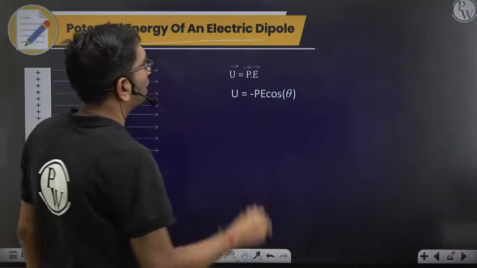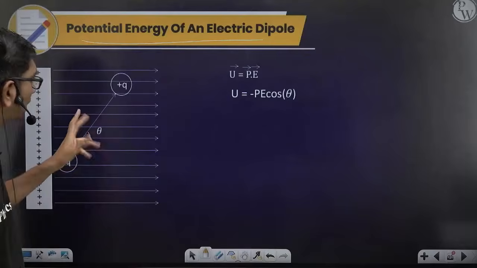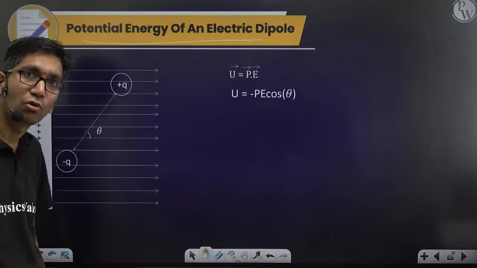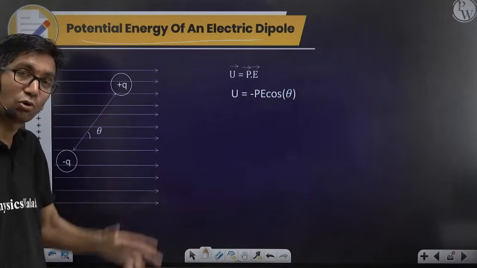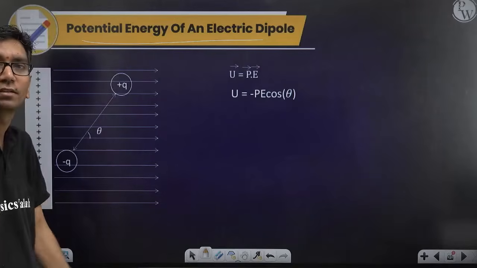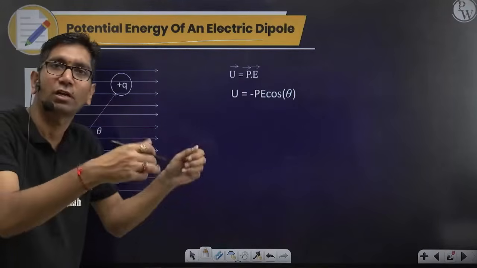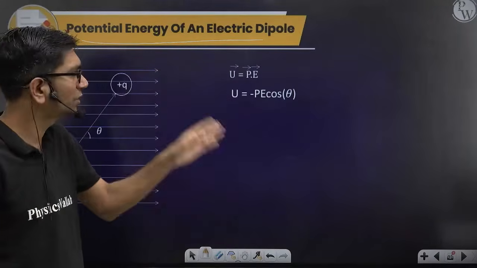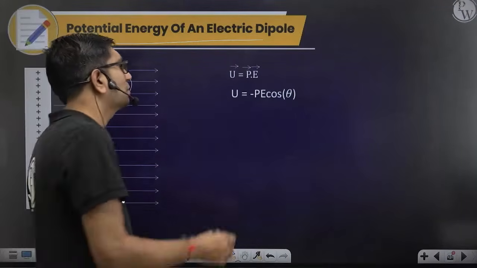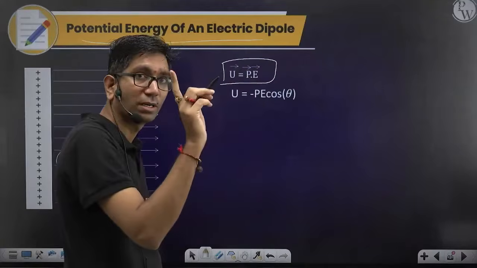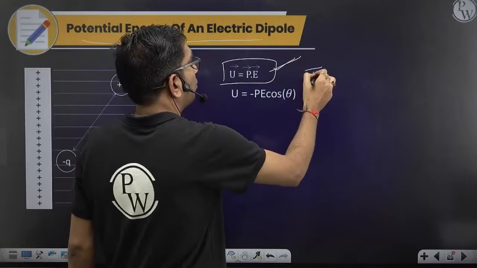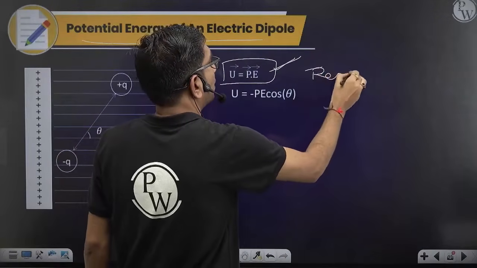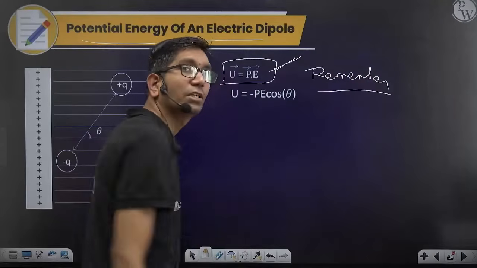Potential energy of an electric dipole. While rotating, some amount of energy will be stored here. Due to that stored energy, it is unable to rotate. Why is the dipole not rotating in the electric field? Because there is some energy stored. That stored energy is our potential energy. What's the formula? It is a dot product. Remember, dot product. So 100% you have to remember this.